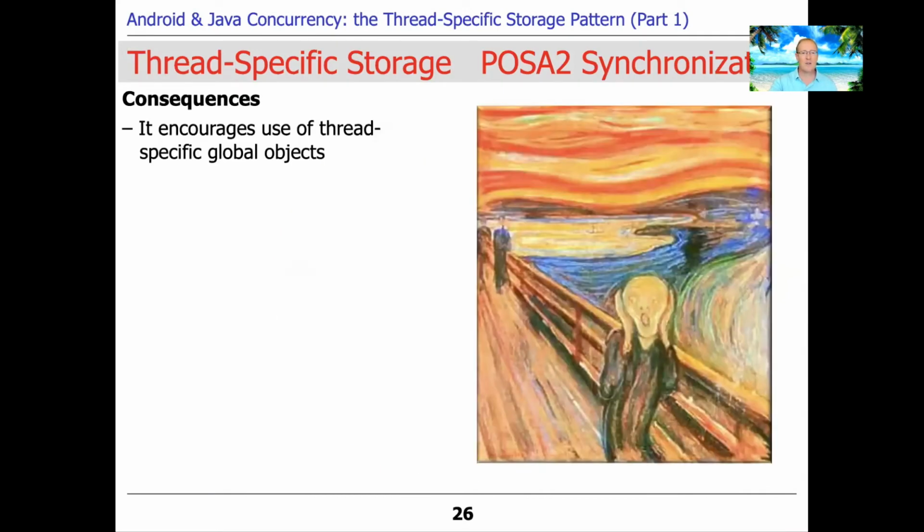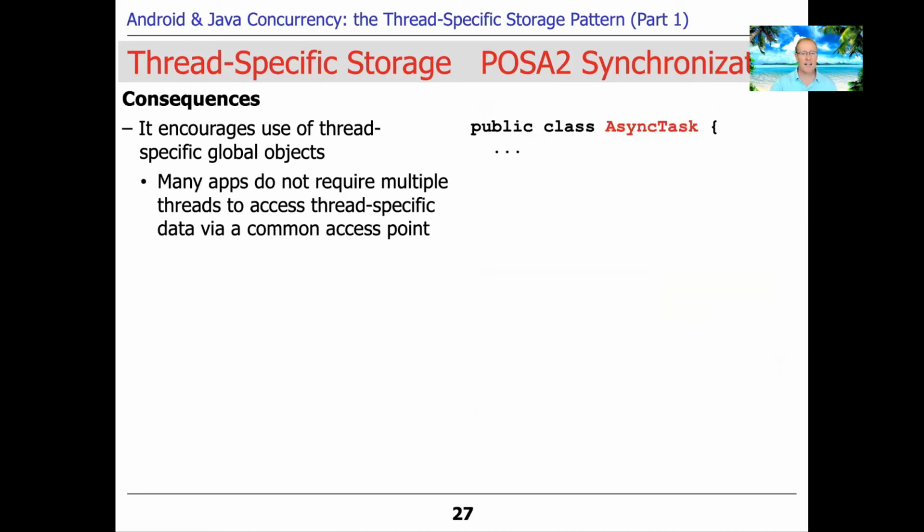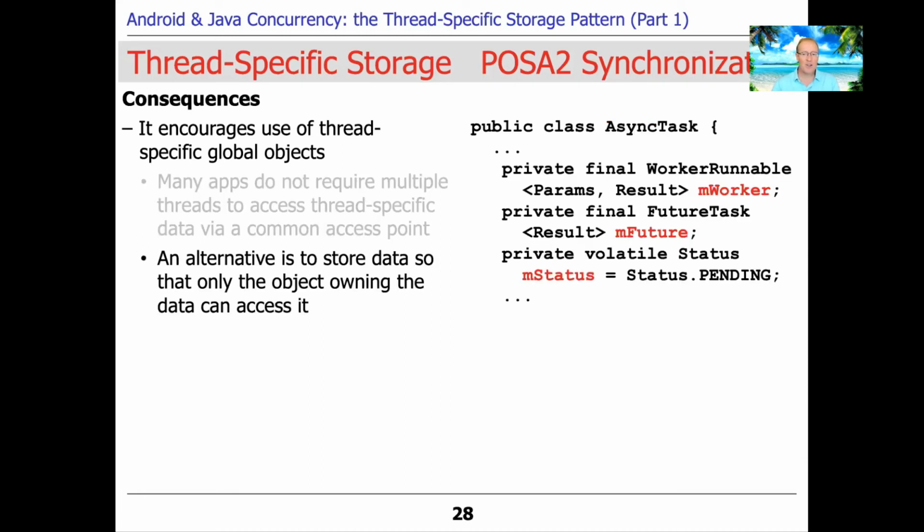So the downside is that this particular pattern encourages the use of global objects, which have their own headaches. And so, you may have some problems with that. Not everything requires this transparent thread local access. For example, the Android async task approach basically just uses fields to keep track of these differences. So it hides all that stuff from you. It doesn't require thread-specific storage.